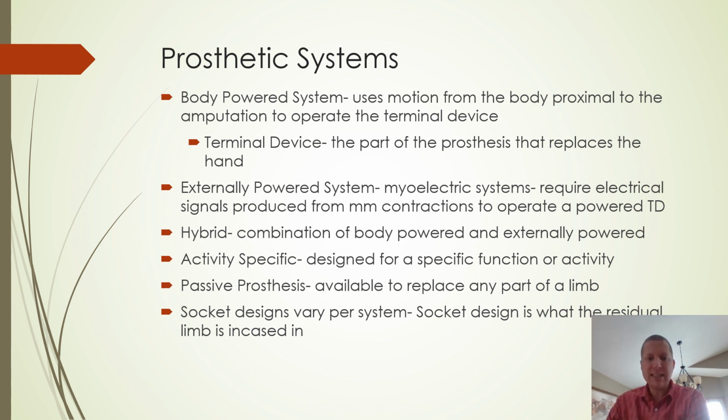A passive prosthesis is available to replace any part of a limb, and it usually does not move. I view them as fairly simple. Again, it can replace any part of a limb just by offering perhaps some stability and not necessarily any adaptive types of movements. The socket design, and this is where the prosthesis would fit into the socket, okay?